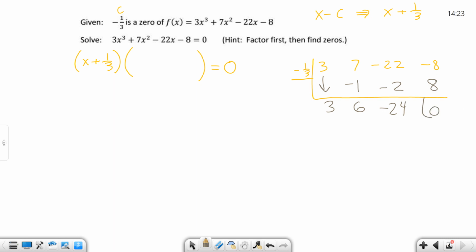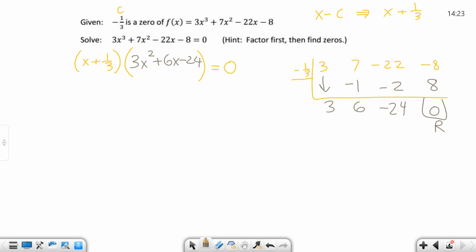Because negative 8 plus 8 is 0, and my remainder better be 0 if I'm told that negative 1/3 is a 0, right? If I put negative 1/3 right here, I better get 0 right there. If I don't, then I messed up, or I was lied to. All right? So now I'm going to take this and put it here by putting the x's back into it. If this represented x to the third, this is now x squared. It goes down 1 power because you divided by 1x here. So 3x squared plus 6x minus 24.